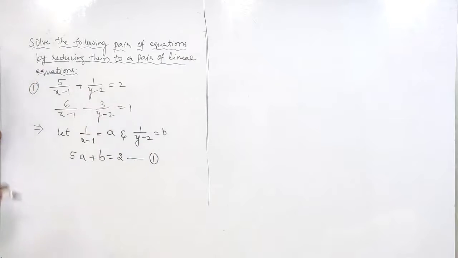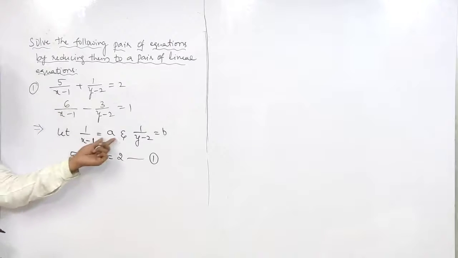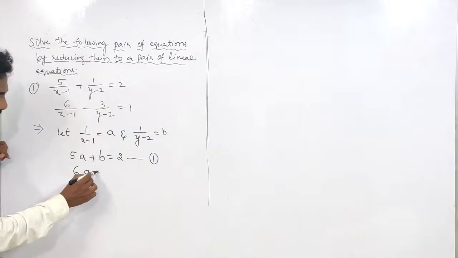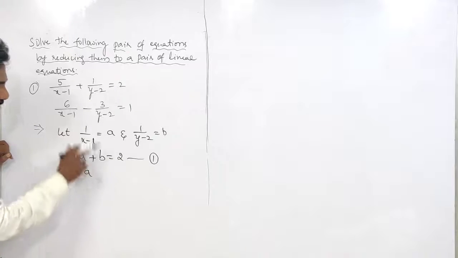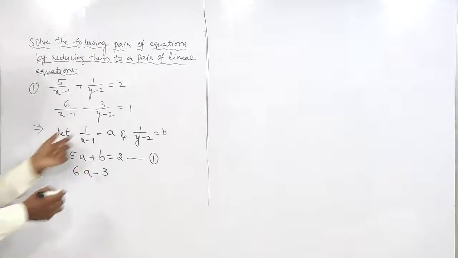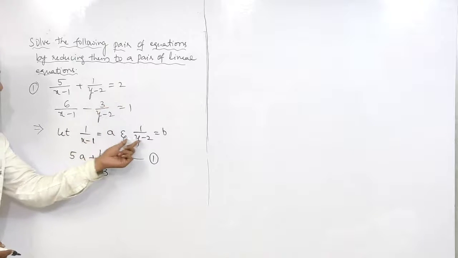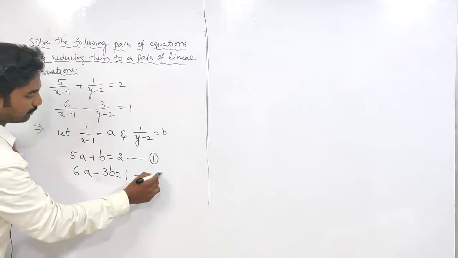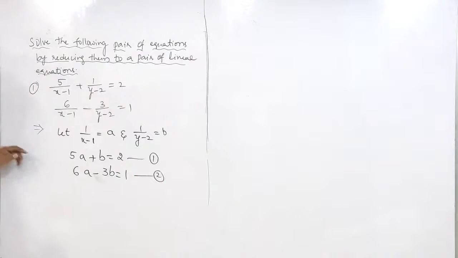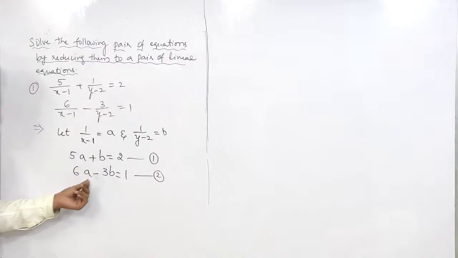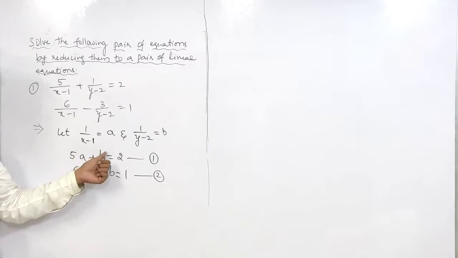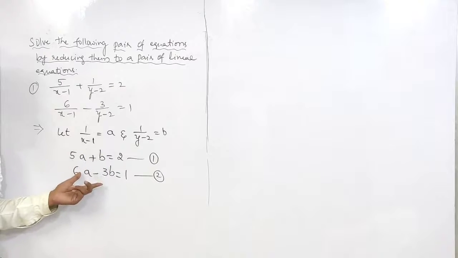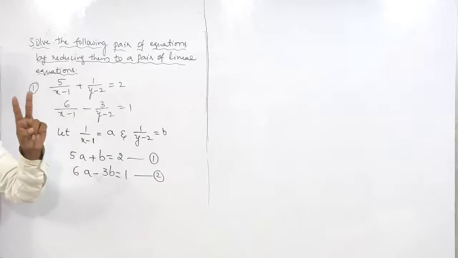Let us suppose this is equation 1. Next is 6 into 1 by x minus 1, taken as a, minus 3 into 1 by y minus 2, taken as b, so 6a minus 3b is equal to 1. Now we got two equations. These two equations are in linear form. See, first variable, second variable, two variables, and the highest power is 1. These are called a pair of linear equations in two variables.